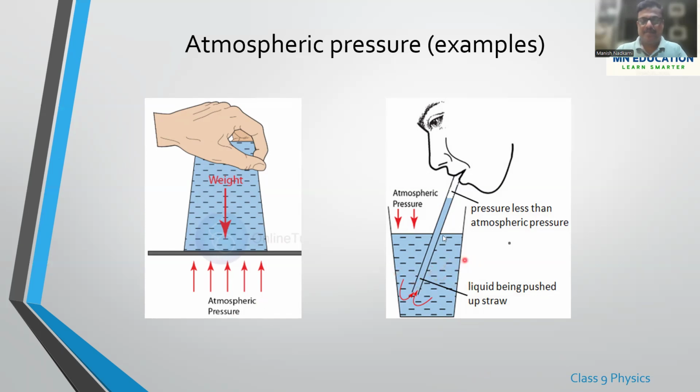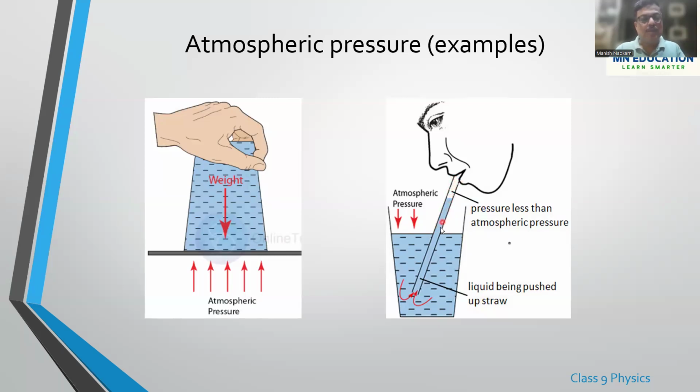Take another example. When you drink a cold drink with a straw, what actually happens? Let's say this is atmospheric pressure which is acting on the surface of that liquid, pressing down on the surface of the liquid. Now, when you hold the straw in your mouth and you suck, you remove the air from the straw, and a low pressure region gets created. A low pressure region, we can call it partial vacuum.